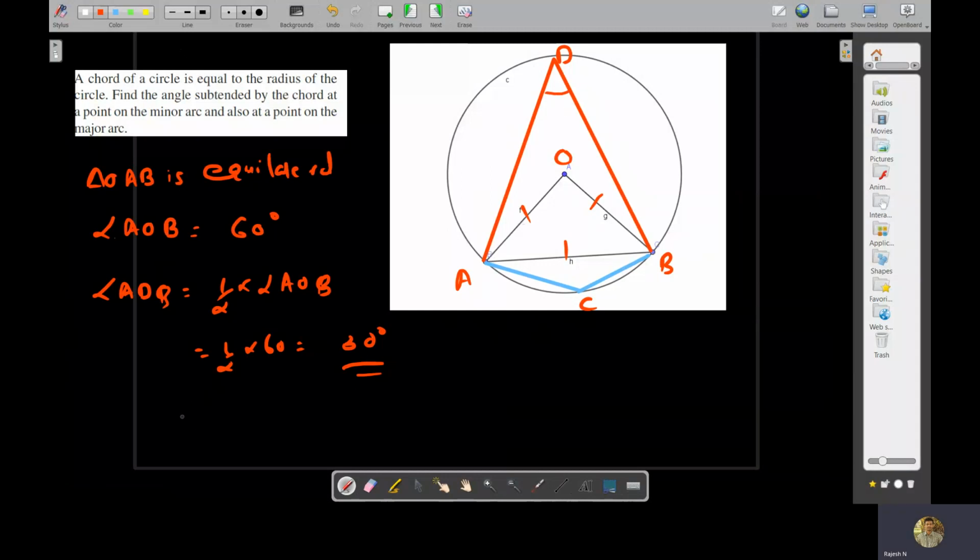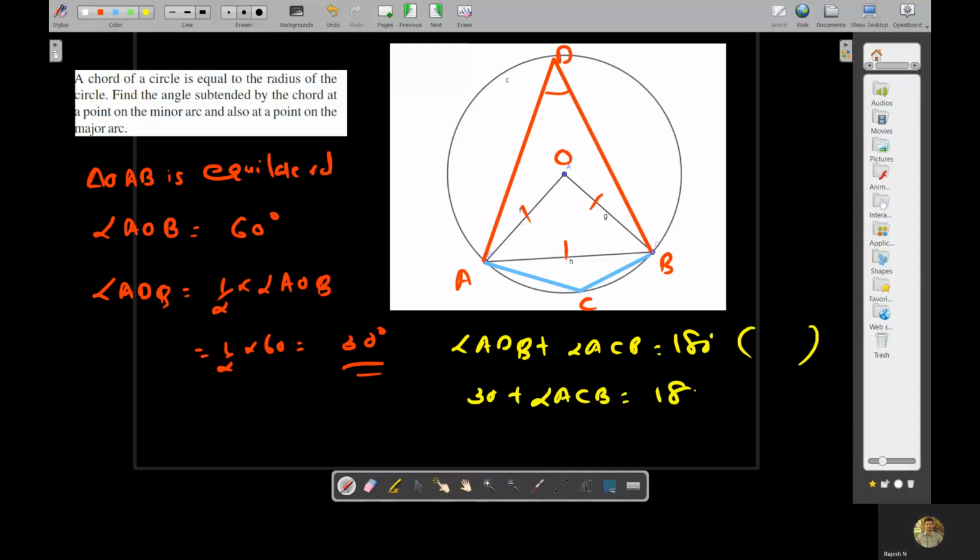Now what is the angle inscribed in the minor arc? So minor arc is what? ACB. So angle ACB. You know angle ADB plus angle ACB is equal to 180. What is the reason? It's a cyclic quadrilateral. Angle ADB is 30 plus angle ACB is equal to what? 180. Therefore, angle ACB is equal to what? 180 minus 30. 180 minus 30 is what? 150 degree. So this is 150 degree.